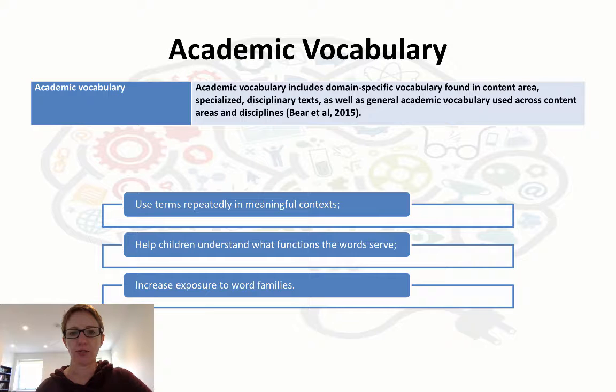So experts in this area, including Baer and Beck and others, suggest that rather than attempting to find those precise definitions, we instead use those terms repeatedly in meaningful context, help children understand what functions those words serve, and increase exposure to word families, which we're going to talk about a little bit later.